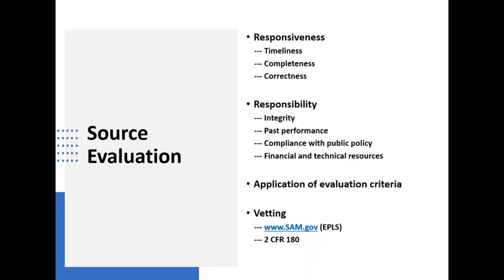Finally, there's an expectation of vetting and making sure that the organization that you contract with is not suspended or debarred by the federal government. The System for Award Management website is where you can find that out. And EPLS stands for Excluded Parties List System, which is a list of all the individuals and organizations who've been bounced out of doing federal assistance activities. The regulations on that whole subject are contained in 2 CFR 180. And by the way, independent auditors love this one.